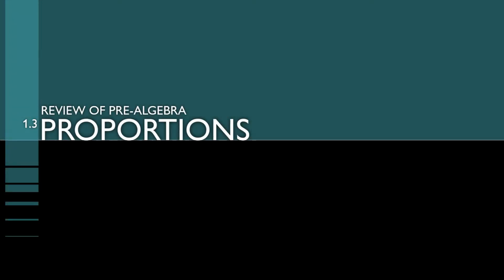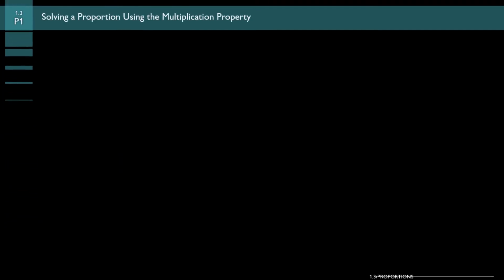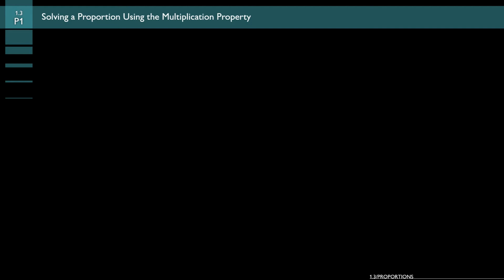Next up in our review of pre-algebra is proportions. Proportions are two fractions that are set equal to each other. We're going to look at solving a proportion using the multiplication property. In this problem, we have 7/8 equals m over 12.